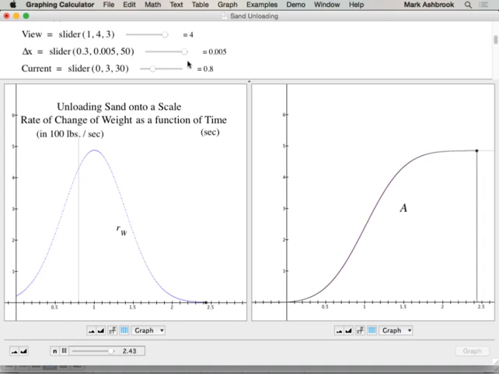Okay, so questions on the assignment. So basically the new part is the new window over here. It's the accumulation window showing approximate accumulation, and then as delta x gets smaller, approaching exact accumulation. Yes, ma'am?